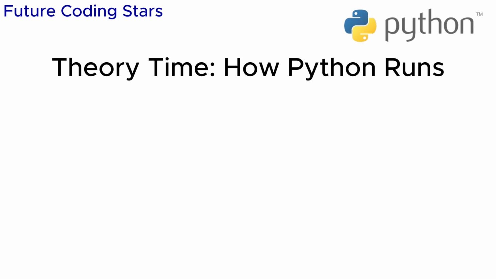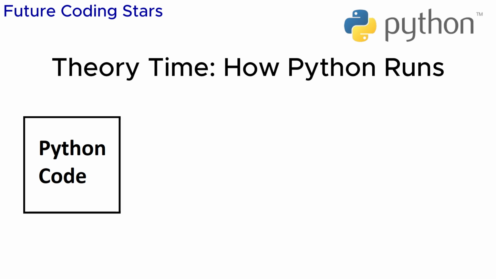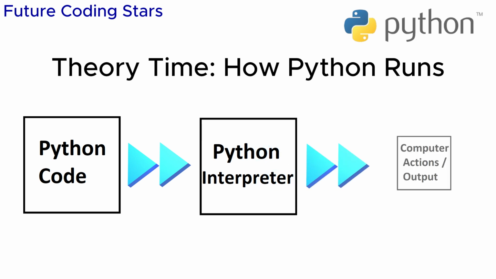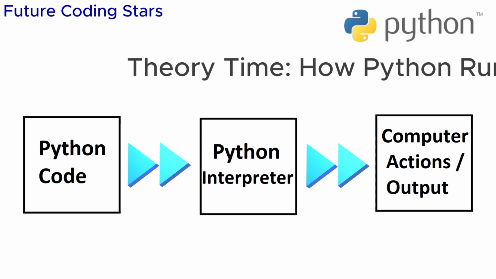All right, let's get started with a little bit of theory. How does Python code actually run? Your Python code, the instructions you write, can't run all by itself. It needs a special program called the Python interpreter. Think of the interpreter as a translator. It reads your Python code line by line, understands what you want to do, and tells the computer how to do it, producing the output or actions you asked for.